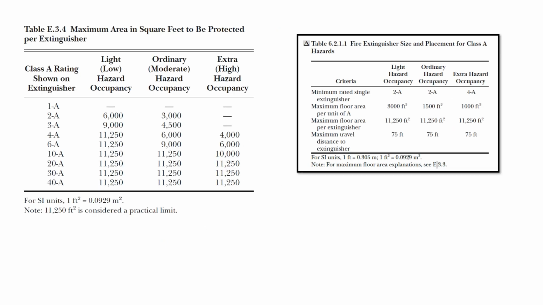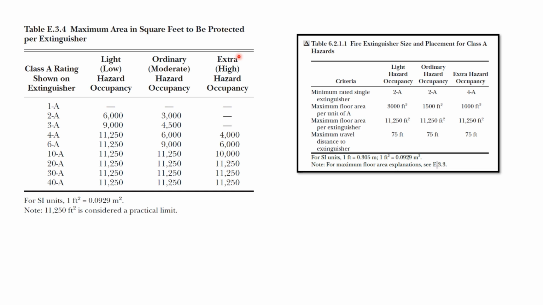We will have a look at the other table as well, because this is also required in order to identify what kind of rating we need to consider for any class A extinguisher. I already explained the previous table in the previous slide, and now I am going to explain this table, and then we will understand what kind of rating we need to consider.